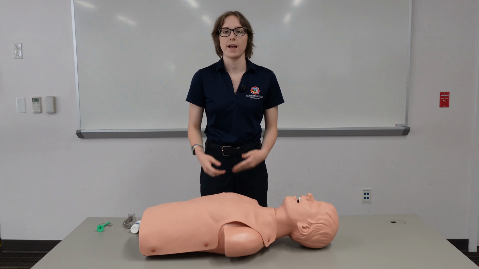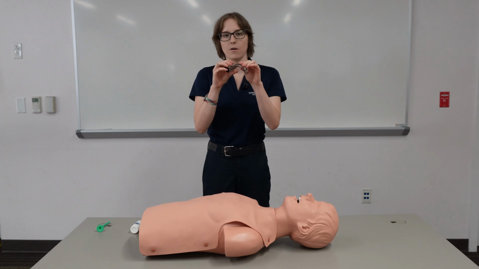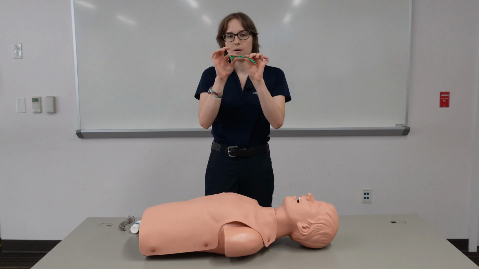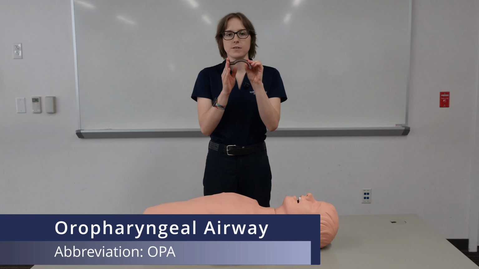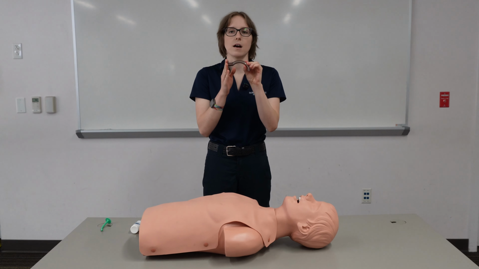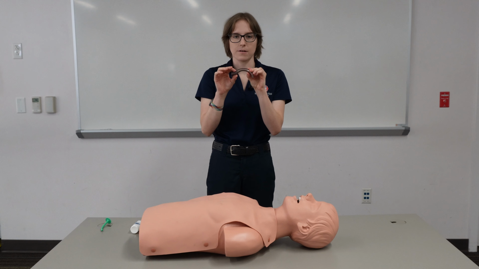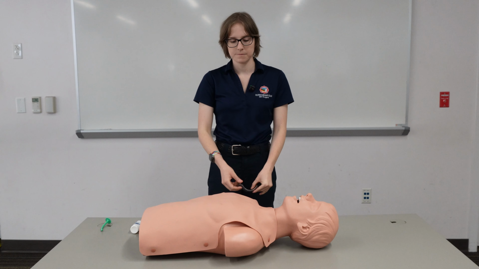We have two different airway adjuncts that we are able to use. One would be an oropharyngeal airway, or an OPA, and the next option would be a nasopharyngeal airway, or an NPA. I'm going to begin with the OPA. The indications for using an OPA would be a patient who is unresponsive, who does not have a gag reflex. If your patient has a gag reflex, this airway adjunct is contraindicated and you cannot use it.